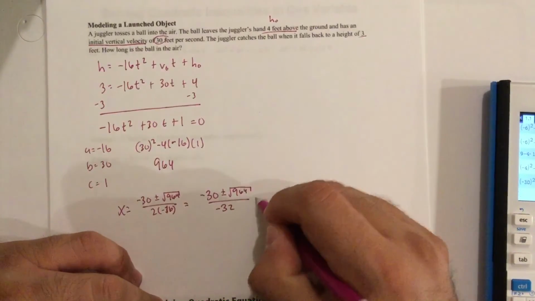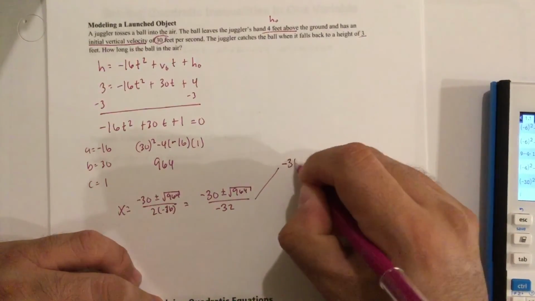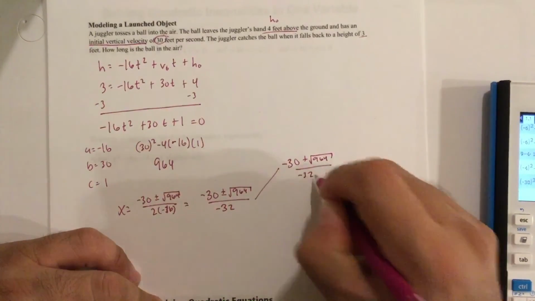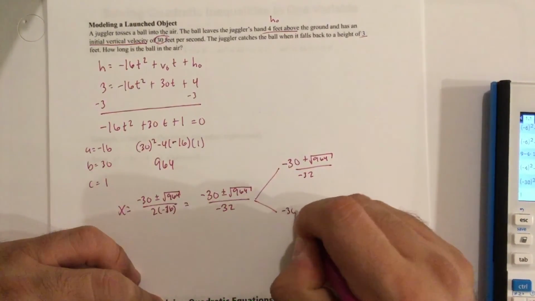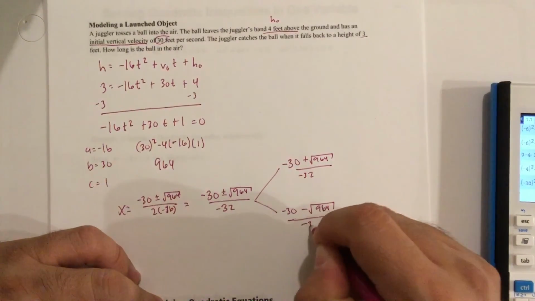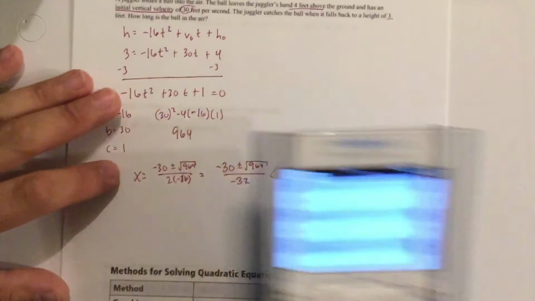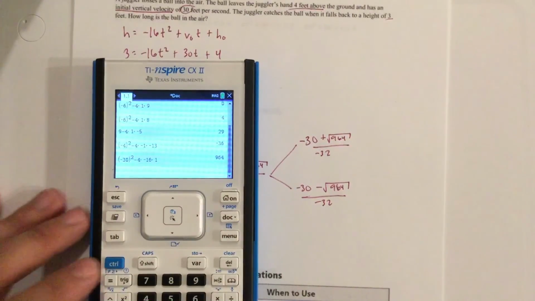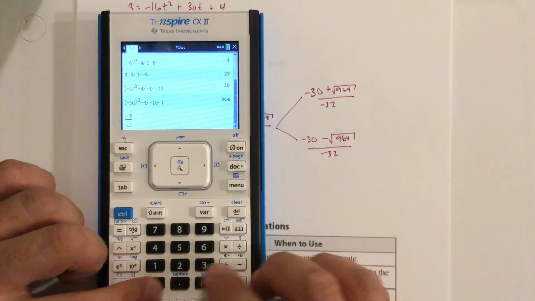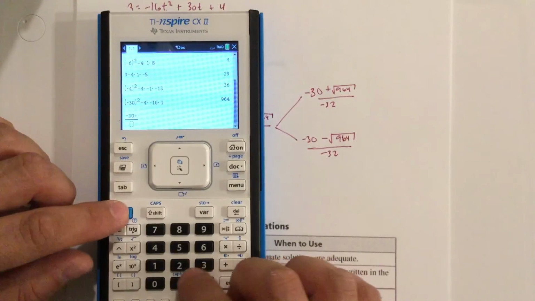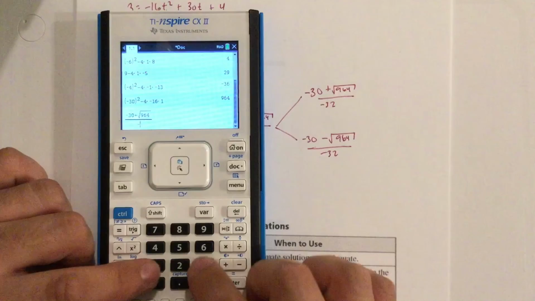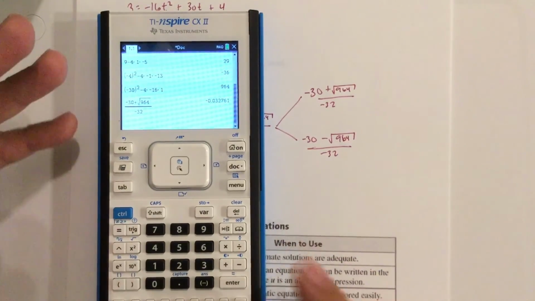So we're going to work out two solutions. The first one is negative 30 plus the square root of 964 over negative 32. And the second one is negative 30 minus the square root of 964 over negative 32. And we're going to see which one gives us the answer we're looking for. Okay, so I like to do control divide here to make it a fraction. So negative 30, we'll do the plus one first. Square root of 964, arrow down, negative 32. So that's a negative.